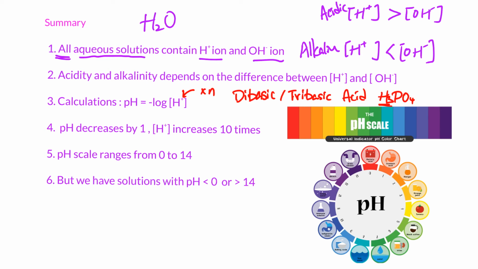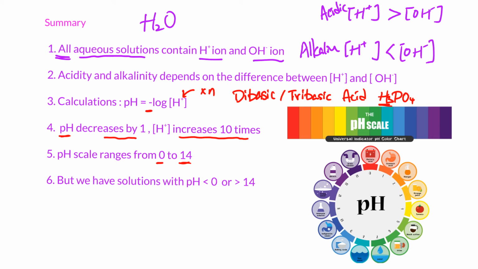Number 4, when the pH decreases by 1, H plus increases 10 times. Remember this is based on log, base 10. So when pH goes down by 1, H plus has to increase by 10 times. This is a negative relationship, inversely proportional, so when one decreases, the other increases. The pH scale goes from 0 to 14.